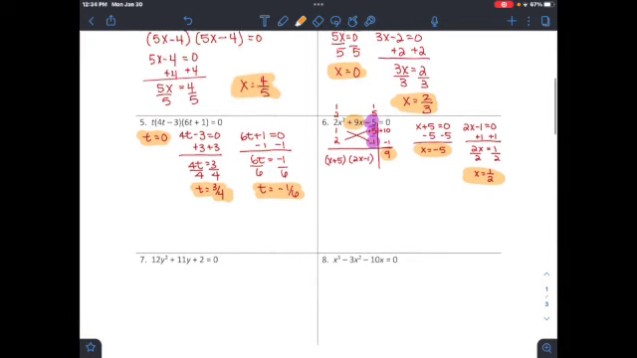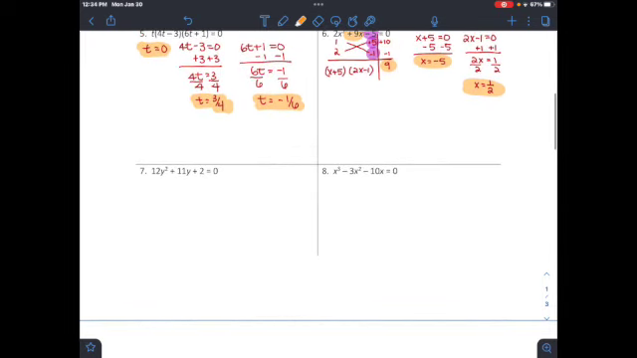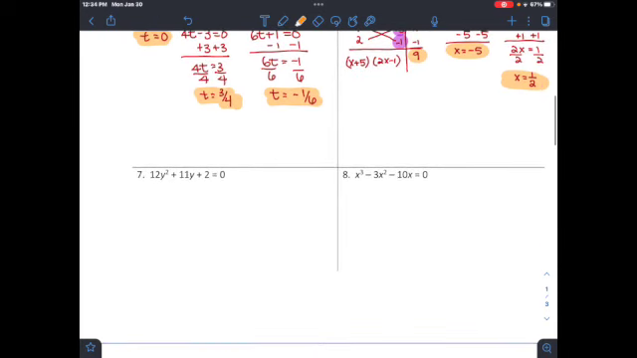Going on to the next one, please try it. You need to factor and solve it.